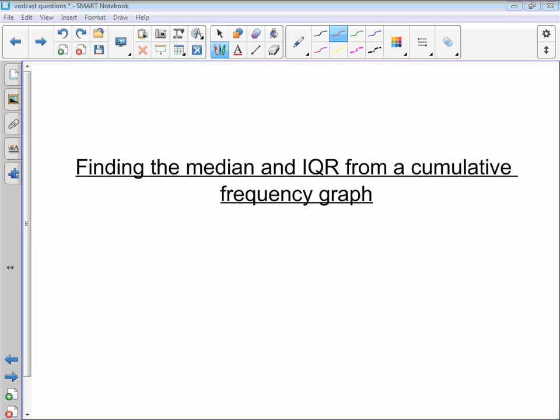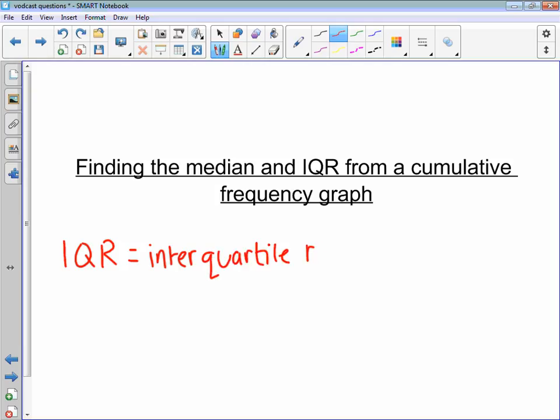Look at being able to find the median, and in this, what's written is the IQR from a cumulative frequency graph. So that is the median and the IQR, which is the interquartile range. And in order to find that, you need to find the upper quartile and the lower quartile.